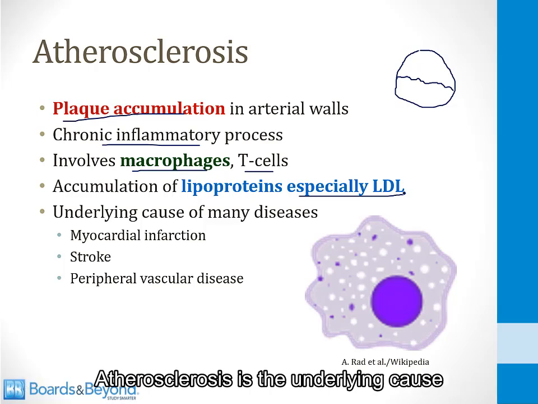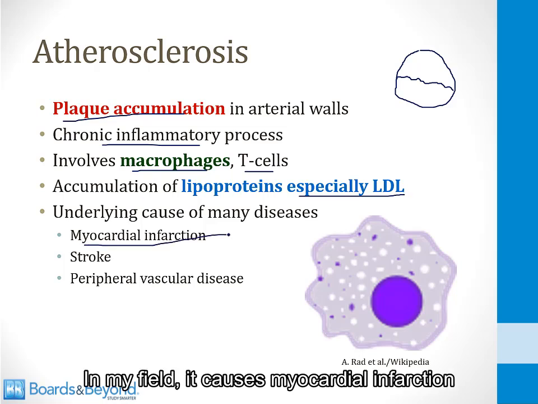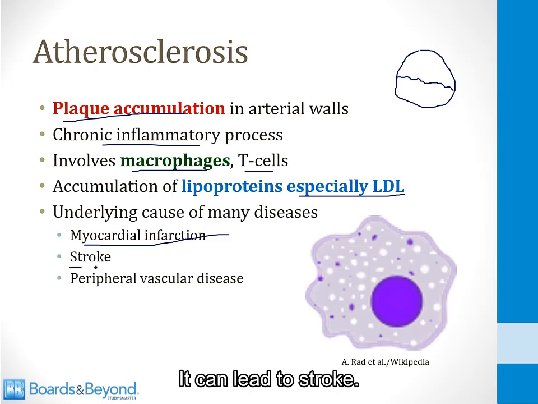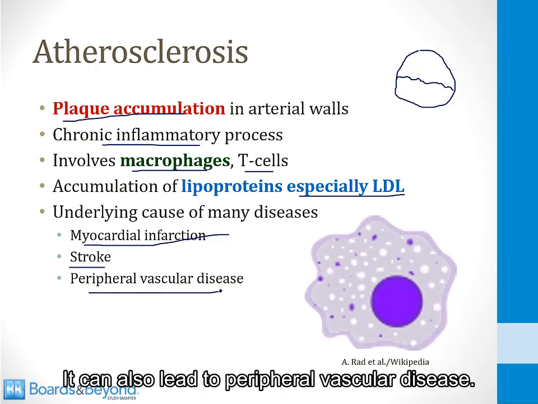And atherosclerosis is the underlying cause of many, many common diseases. In my field, it causes myocardial infarction and stable angina. It can lead to stroke. It can also lead to peripheral vascular disease.